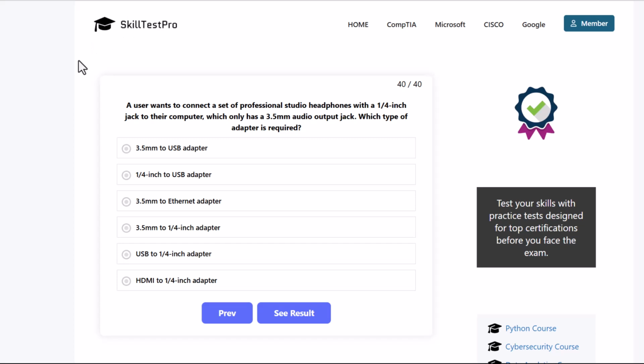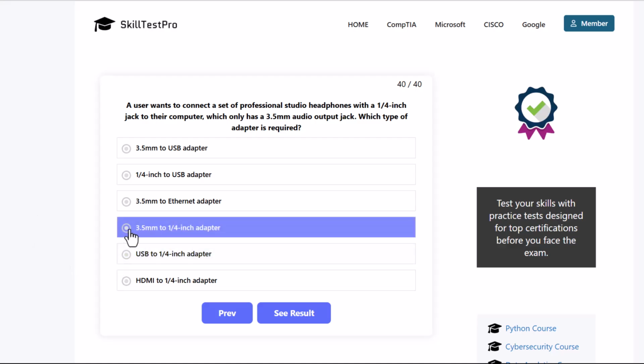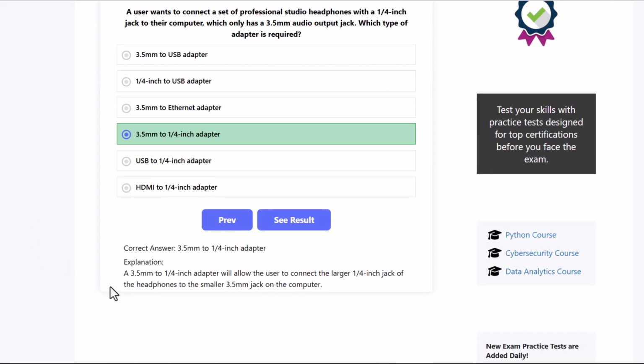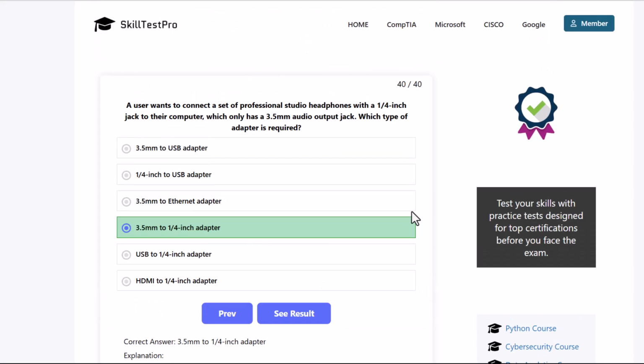And here the correct answer is 3.5mm to 1/4-inch adapter, as a 3.5mm to 1/4-inch adapter will allow the user to connect the larger 1/4-inch jack of the headphones to the smaller 3.5mm jack on the computer.